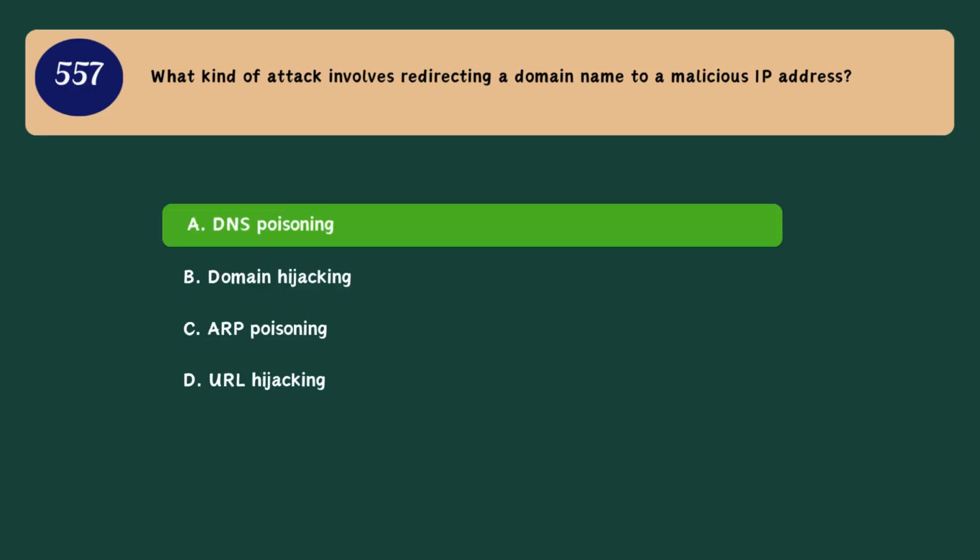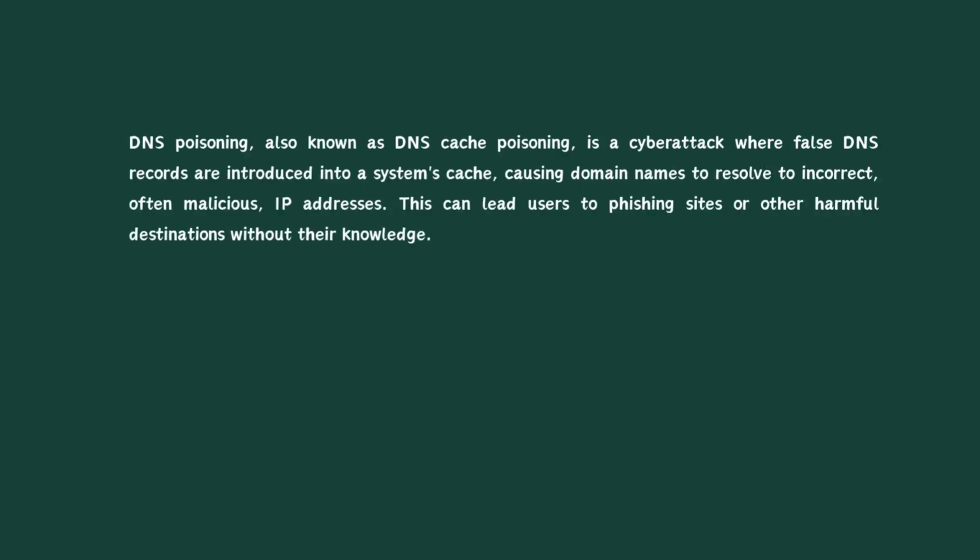Correct answer. A. DNS poisoning. DNS poisoning, also known as DNS cache poisoning, is a cyber attack where false DNS records are introduced into a system's cache, causing domain names to resolve to incorrect, often malicious, IP addresses. This can lead users to phishing sites or other harmful destinations without their knowledge.